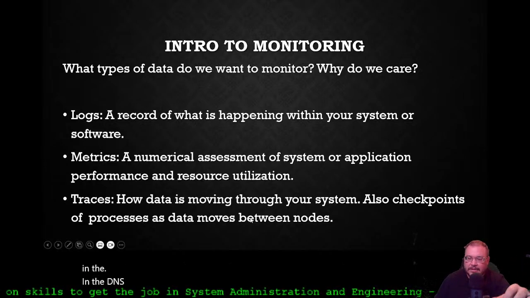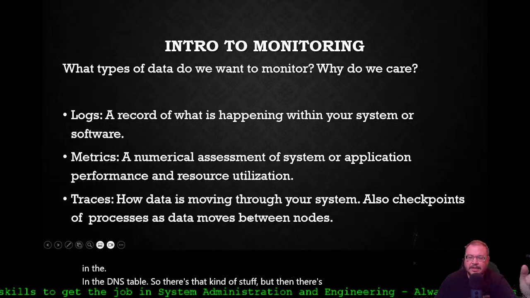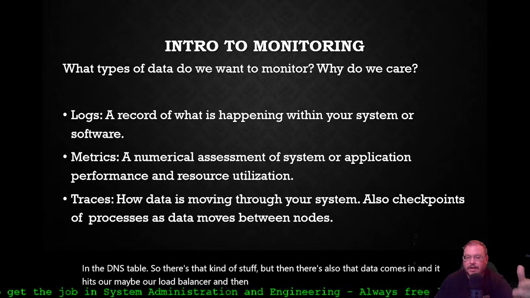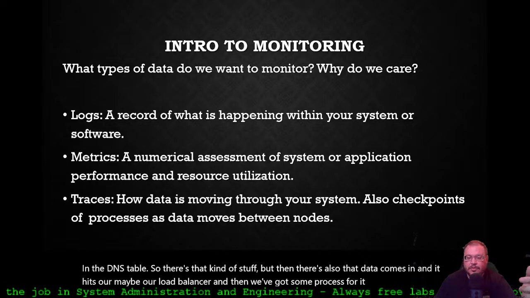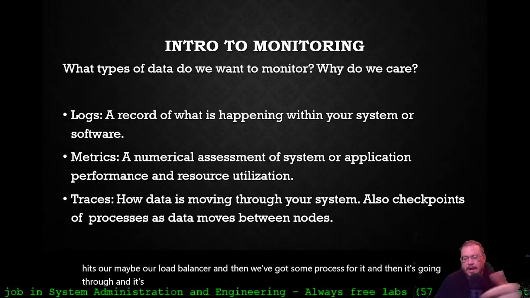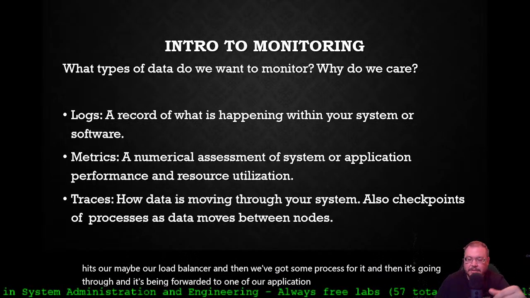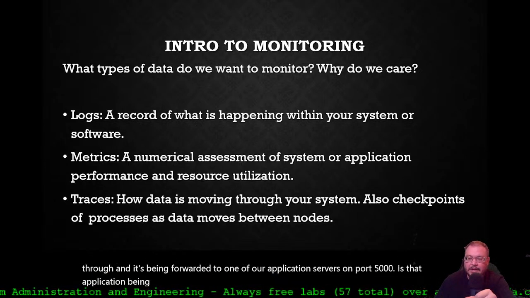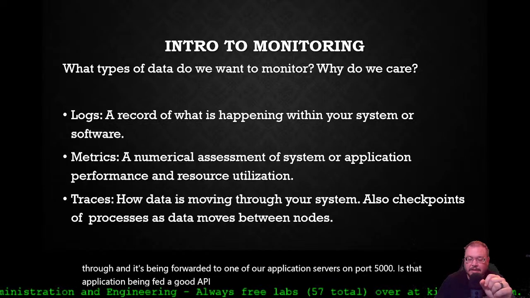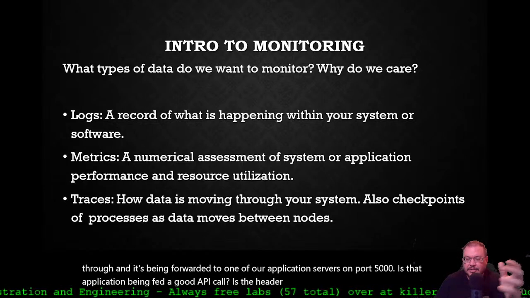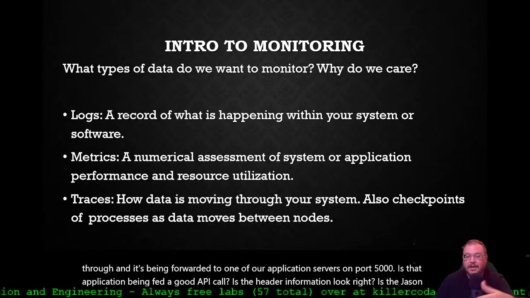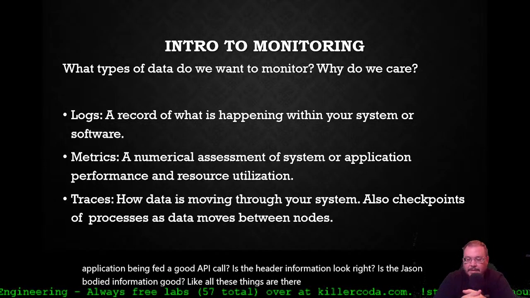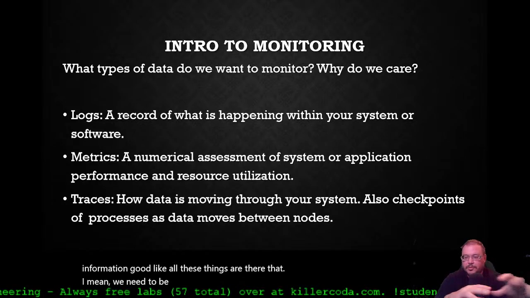So there's that kind of stuff. But then there's also that data comes in and it hits maybe our load balancer, and then we've got some process for it, and then it's being forwarded to one of our application servers on port 5000. Is that application being fed a good API call? Does the header information look right? Is the JSON body information good? All these things are there, and we need to be able to troubleshoot them between all these links.